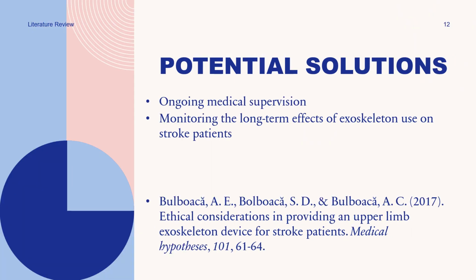The article, Ethical Considerations in Providing an Upper Limb Exoskeleton Device for Stroke Patients, highlights the ethical considerations related to the use of upper limb exoskeleton devices. To address these ethical concerns, potential solutions could include establishing clear guidelines for informed consent, ensuring ongoing medical supervision, and monitoring the long-term effects of exoskeleton use on stroke patients. These measures aim to promote ethical and safe use of upper limb exoskeleton devices for stroke patients, while also respecting patient autonomy and the doctor-patient relationship.